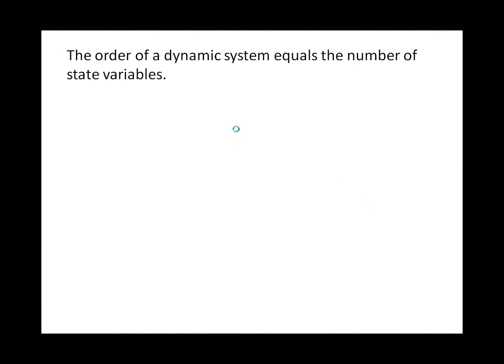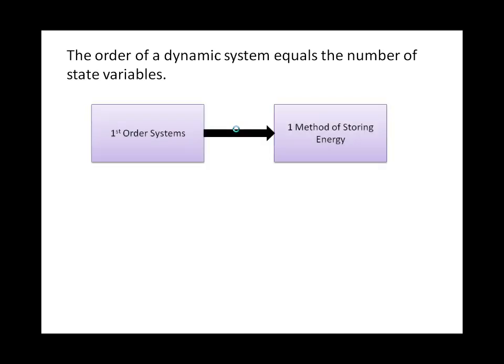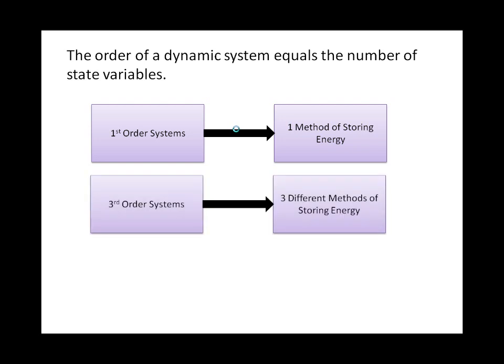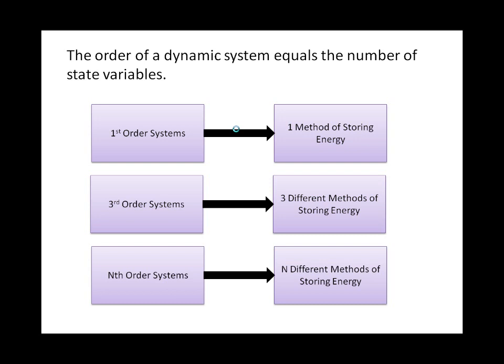The order of a dynamic system equals the number of state variables. For example, as shown on slide 2, a first-order dynamic system has one method of storing energy. A third-order system has at least 3 different methods of storing energy. And an nth-order system has at least n different methods of storing energy.